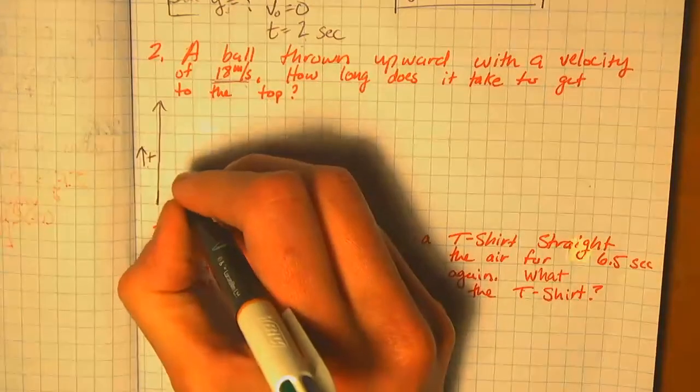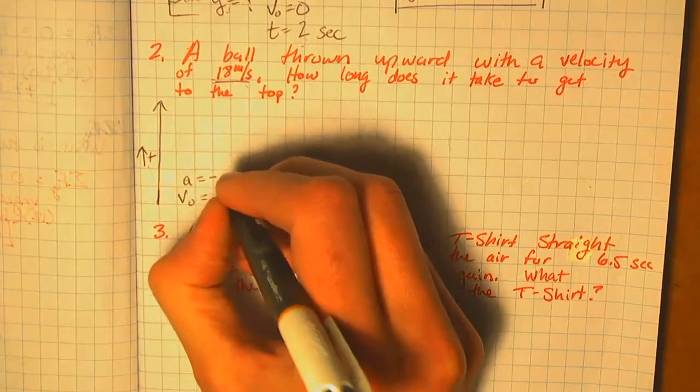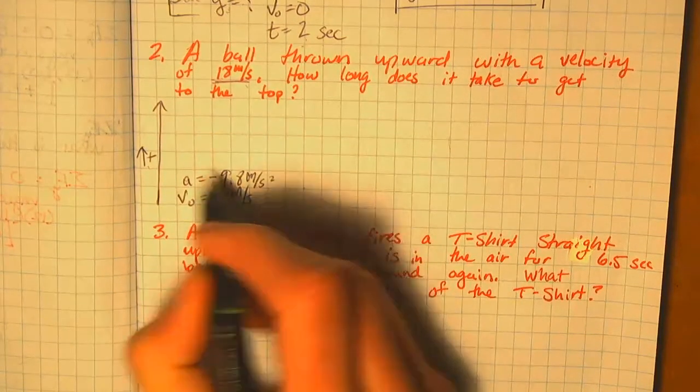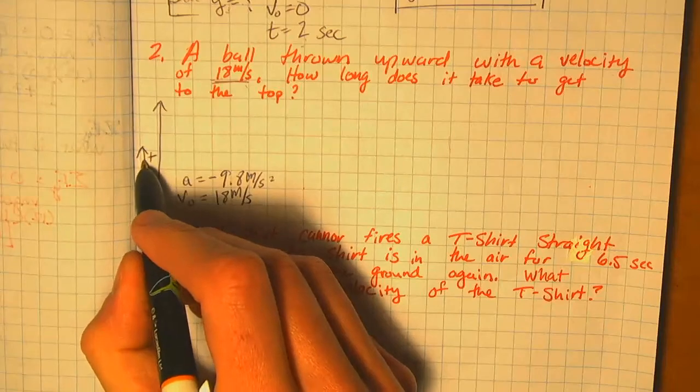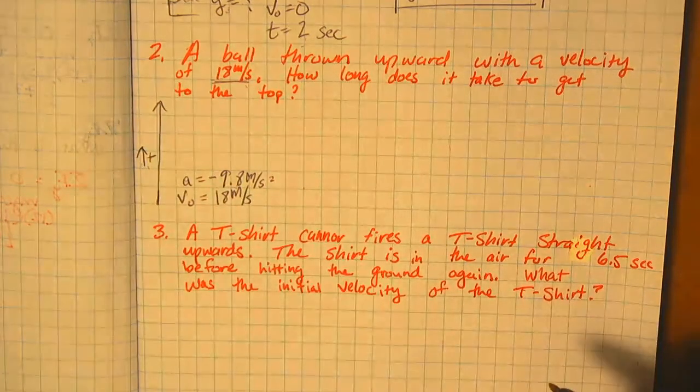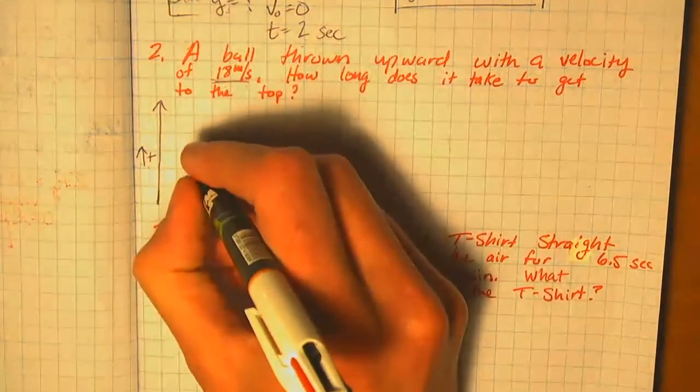I know that this thing is falling, so that's going to give it an acceleration of negative 9.8 meters per second squared. It is negative because it is down. We called up positive, so if up is positive, then down is going to be negative, hence the negative 9.8. How long does it take to get to the top?